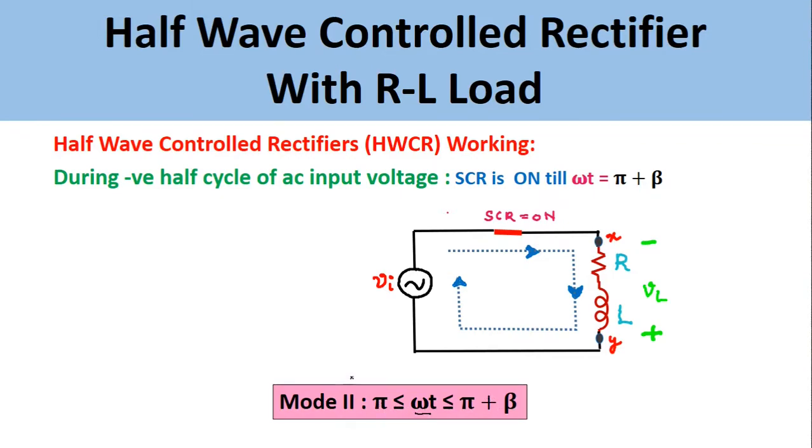So we always study this mode 2 operation in the negative half cycle of the AC input voltage. So during the negative half cycle of the input voltage, what happens? The upper terminal of this supply becomes negative and the lower terminal becomes positive, due to which the P side of the SCR becomes negative and the N side becomes positive as shown in the figure. So we know that whenever the P side becomes negative and the N side becomes positive, the SCR goes into the reverse bias condition. So after omega t is equal to pi, the SCR tries to go into the reverse bias condition.